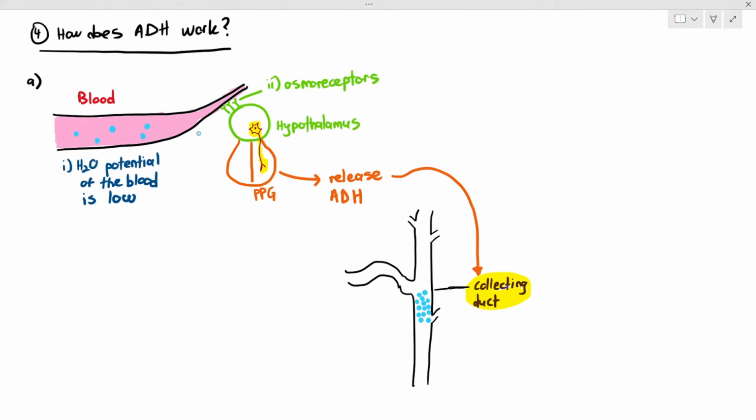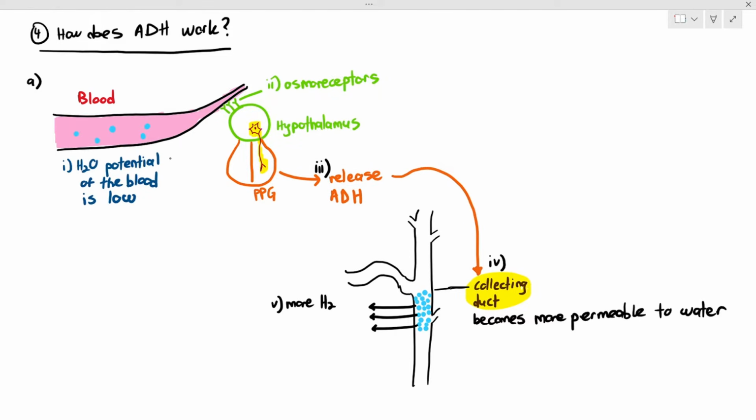So what does it do? Look at the amount of water inside the collecting duct. It is quite high. Do we want to lose all that water? Do we want all that water to become urine? No, we don't, because there is very little water inside the blood. So we need to increase the amount of water inside the blood. How do we do that? The collecting duct becomes more permeable to water, which means more water will be reabsorbed.